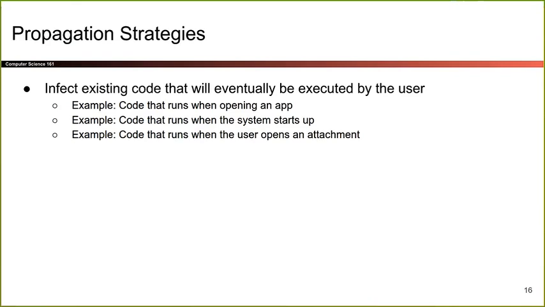You could also have code that runs when the user opens an attachment. You can email the user some spam and say, hey, download this for free money. And when the user downloads it and opens it, they get infected. Or if the user is looking for movies on some illegal platform, you can say, here's the movie for free. And when they download it and open the movie, it's actually some virus. So those are all ways to do that.